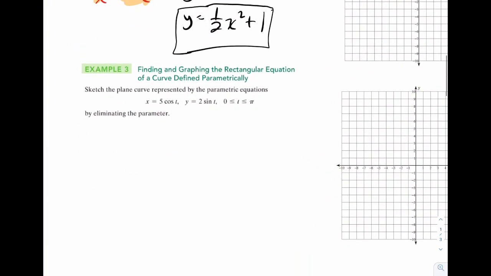Okay, last one. Sketch the plane curve represented by the parametric equations below. Let's highlight this here. That's our restriction from 0 to pi. And notice how it wants to eliminate the parameter again. So again, that means we have to eliminate t. So this one we gotta be a little bit creative. We have x equals 5 cosine t, y equals 2 sine t.